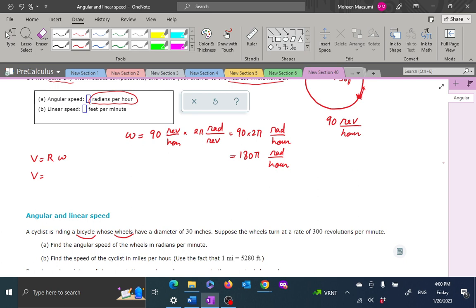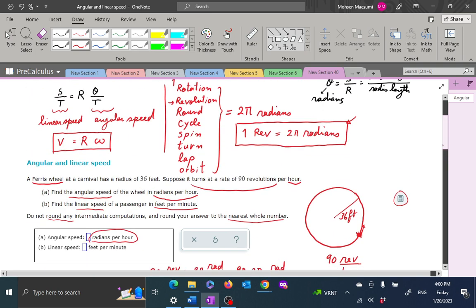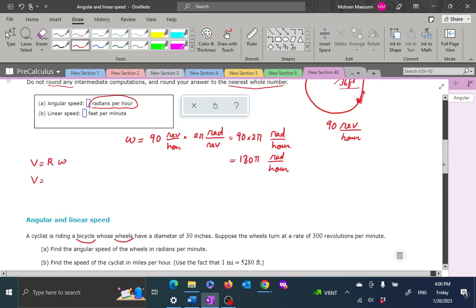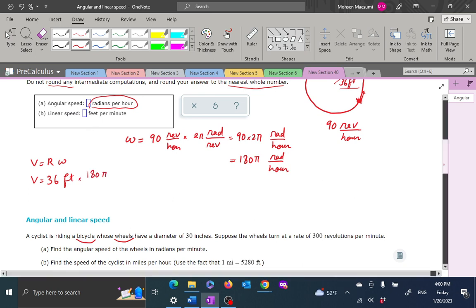So unit conversion, let's write it carefully. We are told that our Ferris wheel is 36 feet in radius. So I have to multiply this 36 feet by 180 pi radians, and this is per hour.